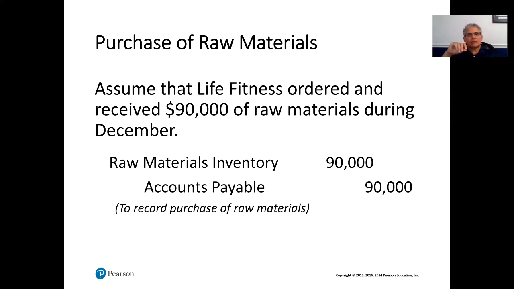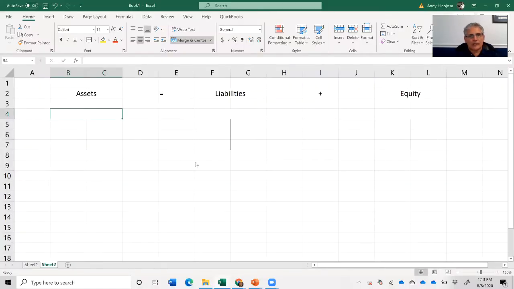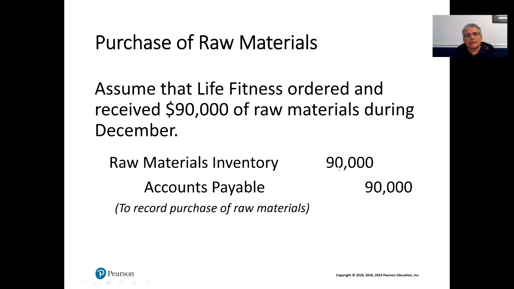Okay, so as an example here, let's take a look at the purchase of raw materials. So let's assume that Life Fitness ordered and received $90,000 of raw materials during December. So the journal entry for that purchase is going to be a debit to raw materials inventory for $90,000 and a credit to accounts payable for $90,000. So raw materials inventory, that is an asset. So under the asset section of our accounting equation, we'll have raw materials inventory. And we're going to debit it for $90,000.